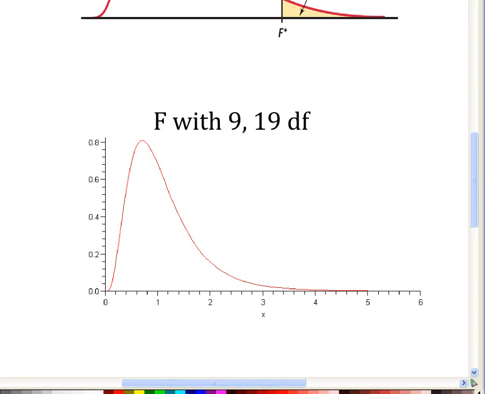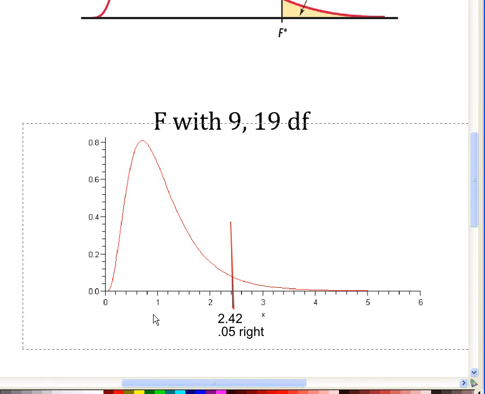So let's go back to our picture and put that in here. So about 2.42 leaves 0.05 in the right tail, and we can draw a little line about where we think 2.42 would be. Okay, let's say somewhere right around here. Let me move that so it's a little straighter. Okay, it's leaning. We'll leave it there. So about 5% of the area is in the right tail over here.